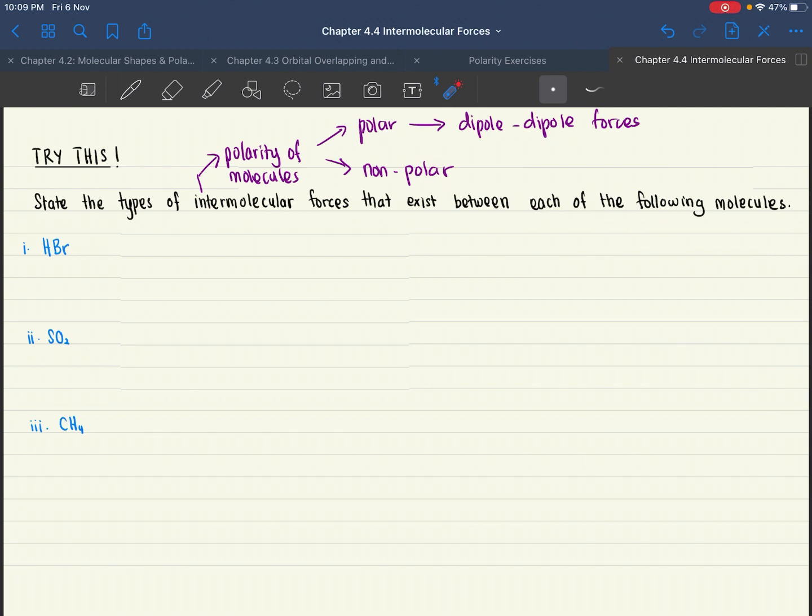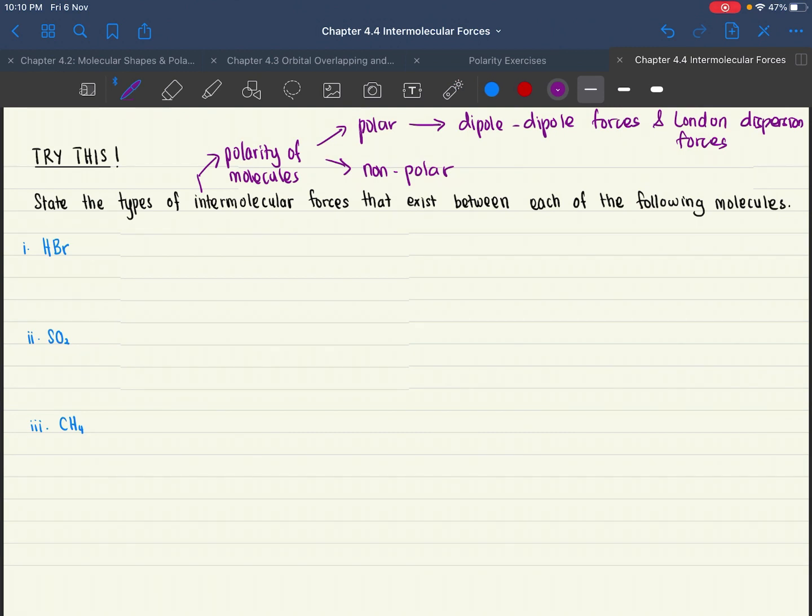And tadi kita ada belajar about London dispersion forces kan? London dispersion forces exist in all atoms or molecules. That means untuk polar molecule dia ada dipole-dipole forces dan ada London dispersion forces. Ada dua lah, tapi yang lebih signifikan adalah dipole-dipole forces. Kalau soalan objektif minta, just give one answer.